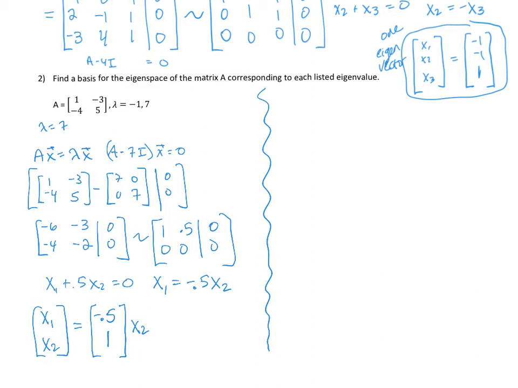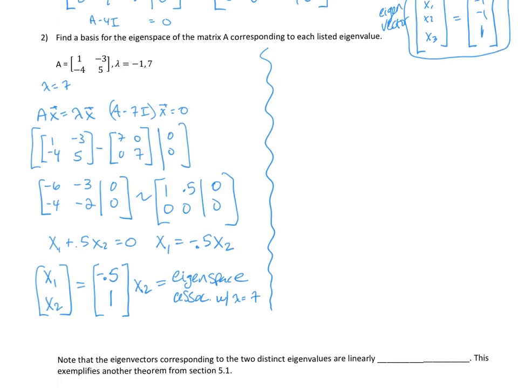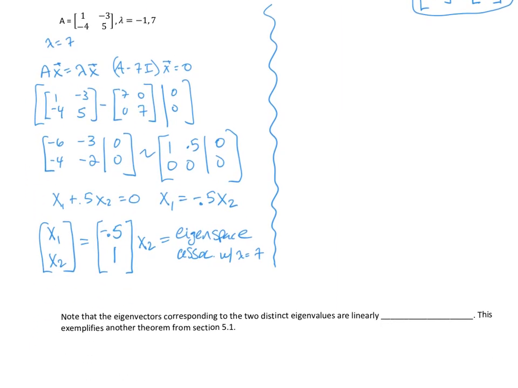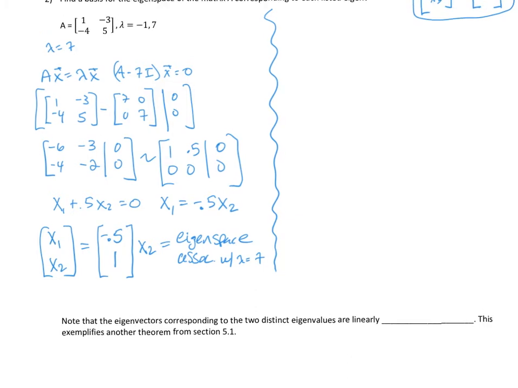So this is a description of the eigenspace. This is the eigenspace associated with lambda equals 7. They asked me to give a basis. So a basis for the eigenspace is just this vector, -0.5, 1.